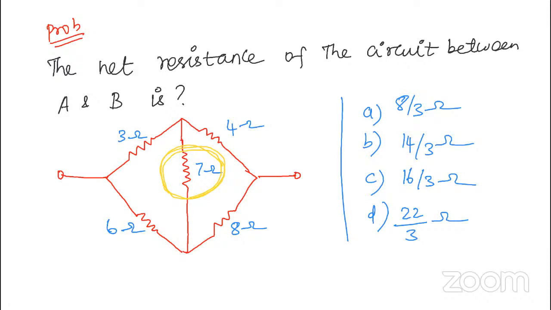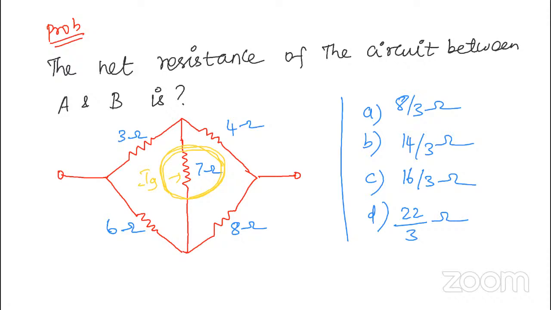To avoid this, we just check the condition. Check the condition: if the Wheatstone bridge is satisfied, we can neglect the value of this resistance. So the IG value in the center should be neglected. The resistance given there is 7 ohms. If the condition is satisfied, we can remove it.